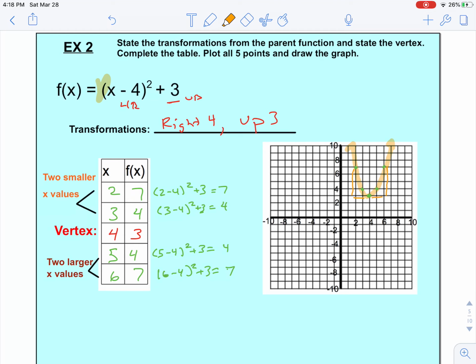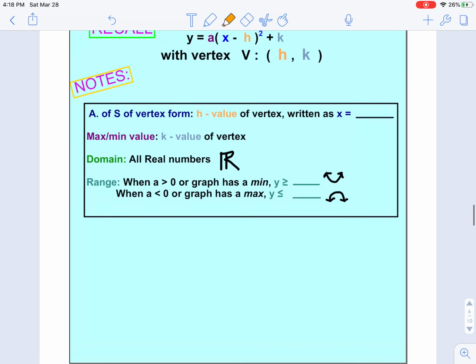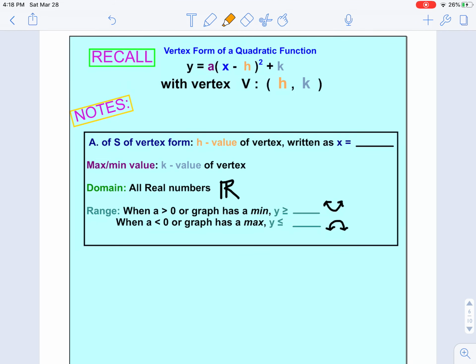Over 3, up 9. Not surprisingly, well, what's 1 squared? 1. Over 2, up 2 squared, which is 4. Over 3, up 3 squared, which is 9. You're going to see that pattern, okay? Well, that's if we're moving left and right. All right. You guys know this stuff.